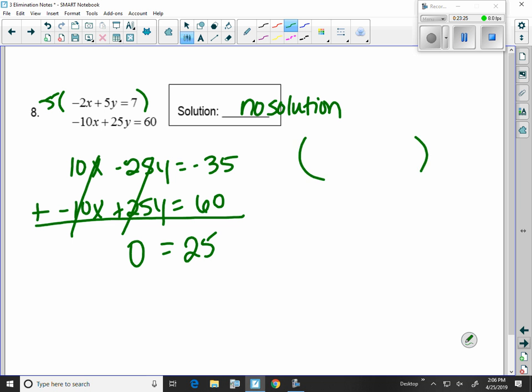What type of line is a no solution? Parallel. Right? Because if they never intersect, there's never going to be a solution. So you can note that for parallel lines.